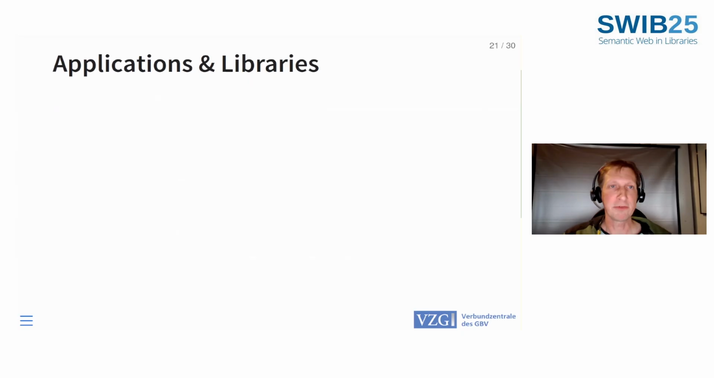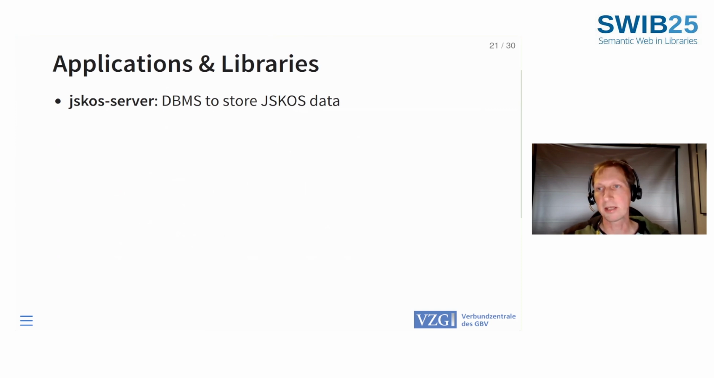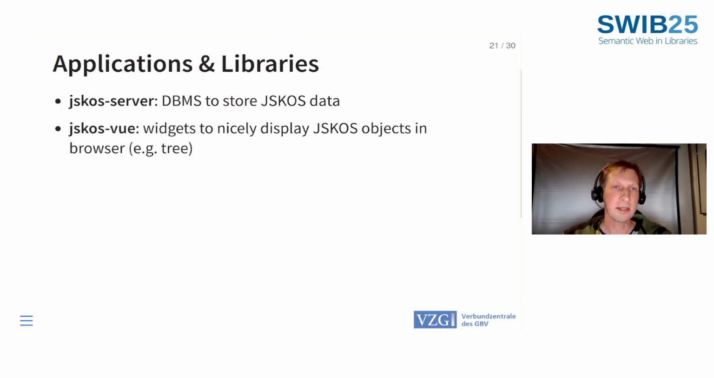If you want to make use of it or put it in your own code or just have a look how it's used in which software application, we have several applications, most of them written in Node, so in JavaScript. JSKOS server is a database management system to store data, so you can put JSKOS records in there and it's made sure that it's all connected and valid. Then we have some widgets to display objects, for instance, to get a tree view if you connect it to an API where concepts can be queried, then you can browse around with this widget.